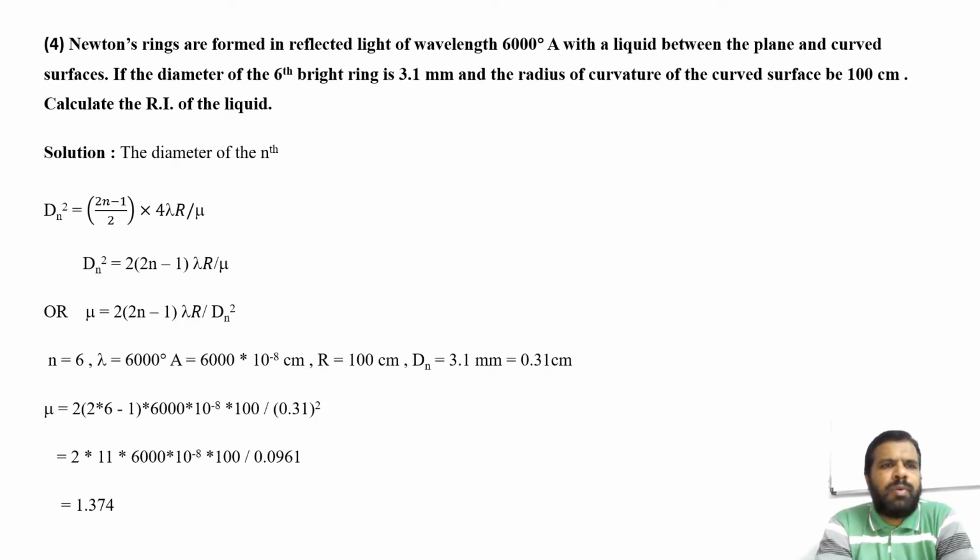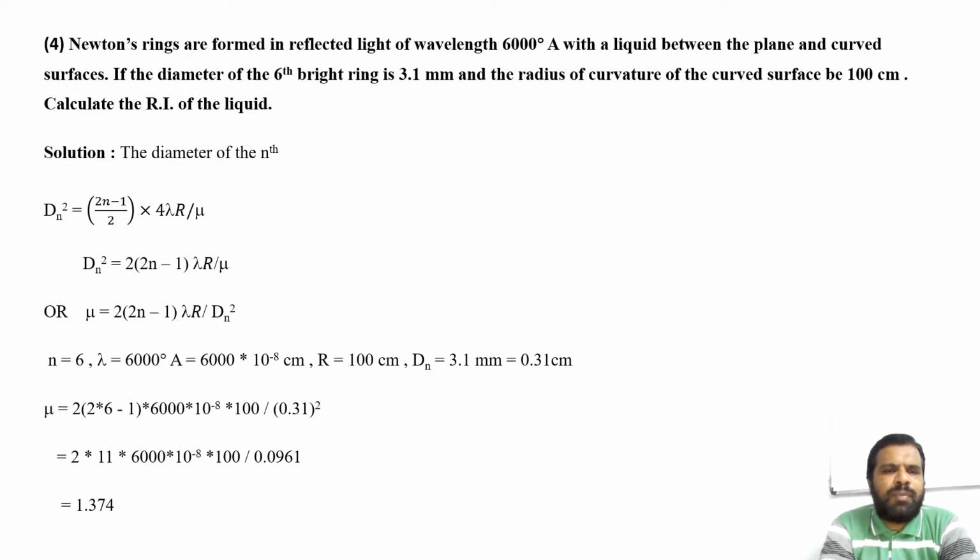Problem number 4. Newton's rings are formed in reflected light of wavelength 6000 angstrom with a liquid between the plane and curved surfaces. If the diameter of the sixth bright ring is 3.1 mm and the radius of curvature of the curved surface be 100 cm, calculate the refractive index of the liquid.